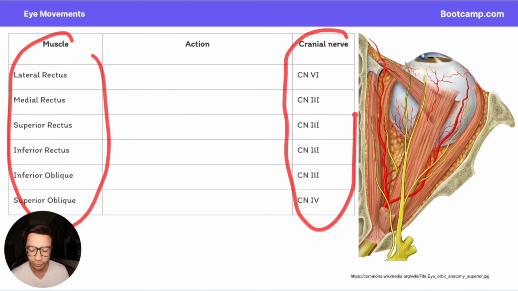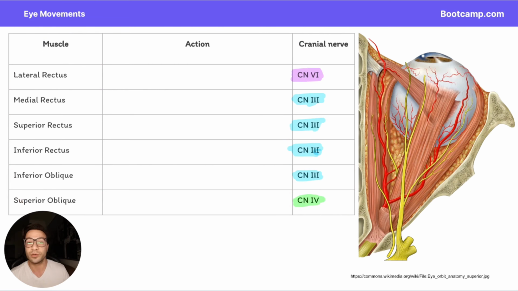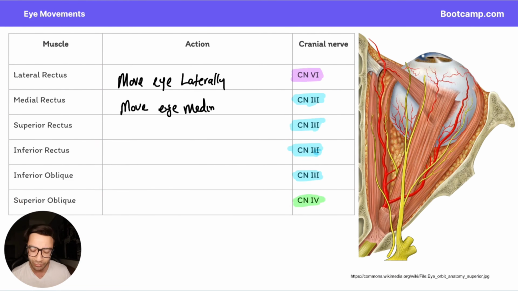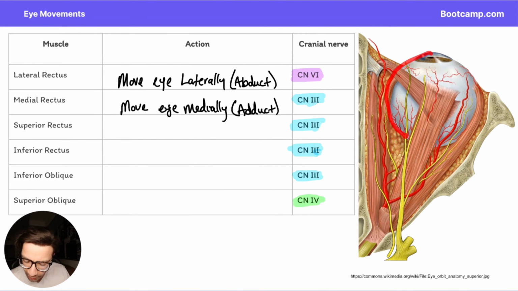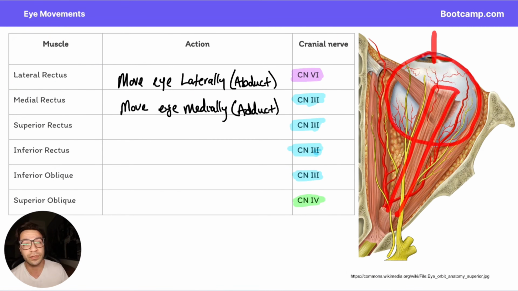So here we have all the muscles. Here we have all the cranial nerves. I'm just going to get these highlighted. So we have the medial and lateral rectus muscles. So next up, we have the superior and inferior recti, which are both controlled by the oculomotor nerve. We're going to take a look at this diagram right here. So notice how the eye is directed forward. Our superior rectus muscle, as well as the inferior rectus muscle, they're coming in at an angle.